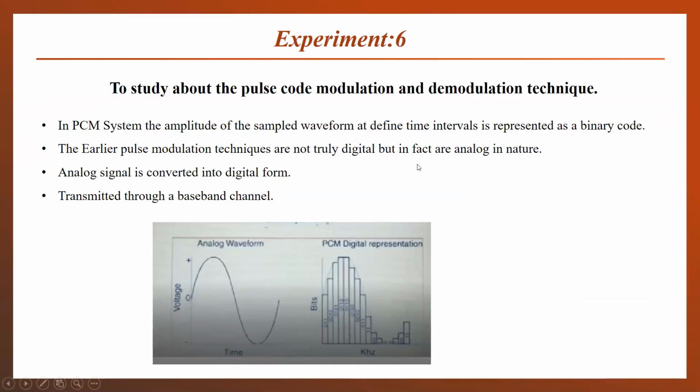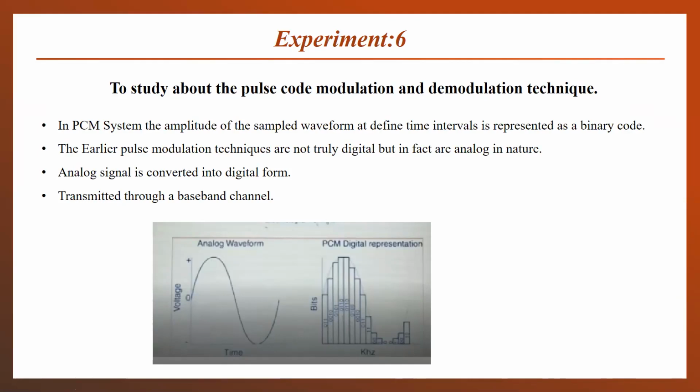Here the amplitude of the sampled waveform at defined intervals is represented as a binary code. What does this mean? You can see this in the waveform. The analog waveform is our message signal. One sample of the message signal will be converted into a specific number of bits, and the next sample will also be converted into bits. A particular sample of the message signal is converted into a bit sequence, which is termed a binary code. The message signal is converted into a binary coded signal.